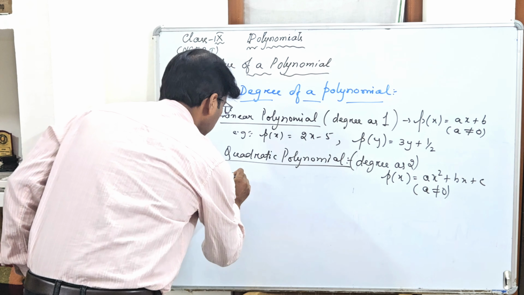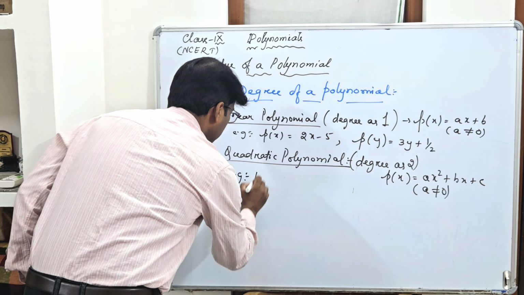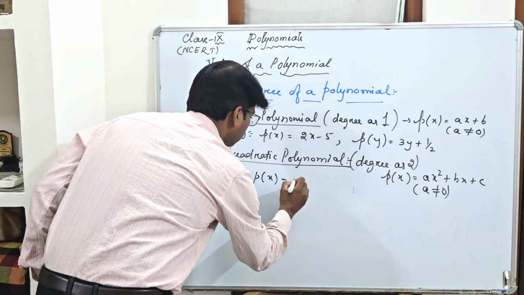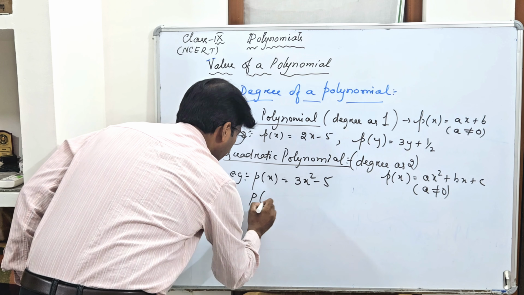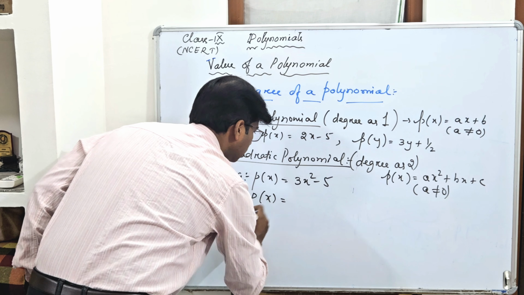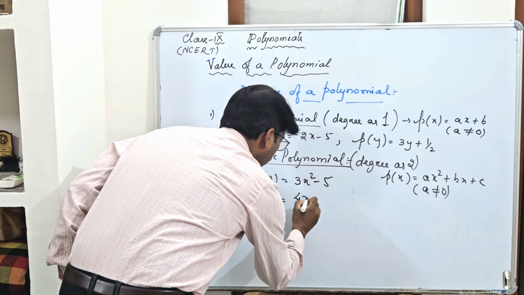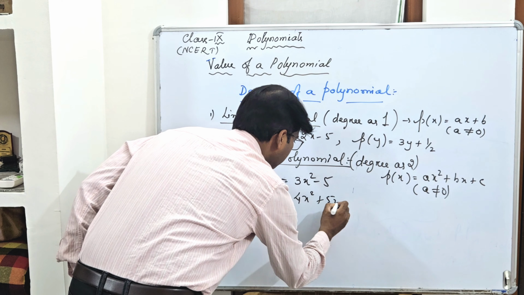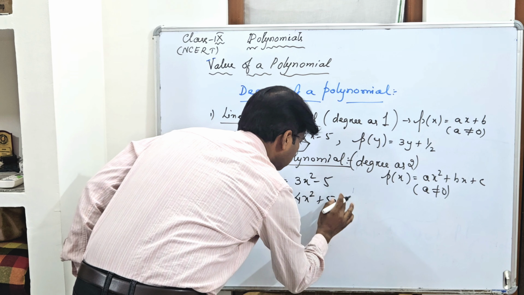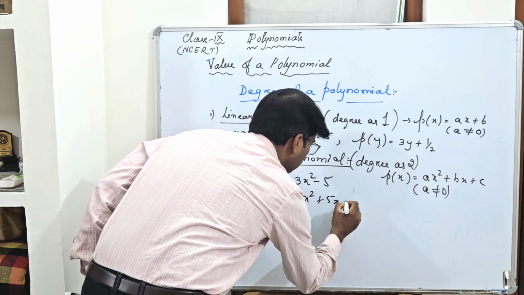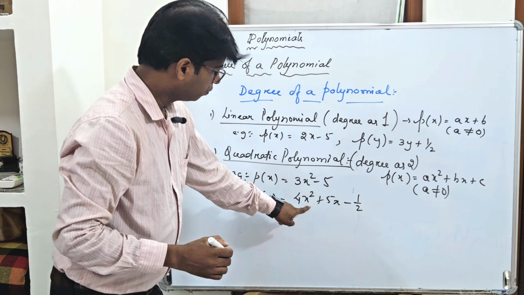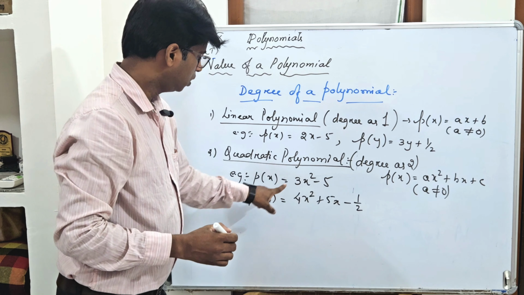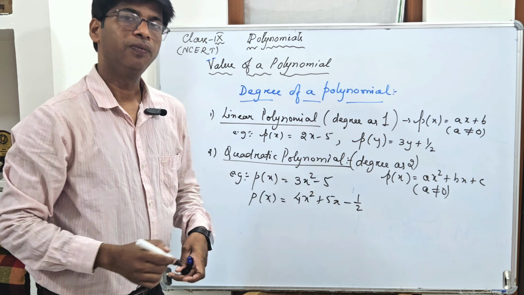Here also I will put examples. P of x is equal to 3x square minus 5, I can write. Another polynomial I will be writing here, like 4x square plus 5x minus 1 by 2, I can also write. So you can see here the highest power of the variable is 2. That's why both these polynomials are quadratic polynomials.